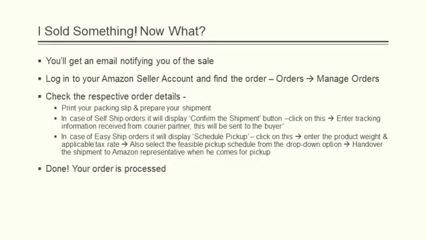So basic question, if you have sold something, what you are supposed to do? You will get the notification of the sale. You will have to log into your Seller Central account, go to the Manage Orders section, check what kind of shipping order it is, whether it is easy ship or self ship, and accordingly process your order.